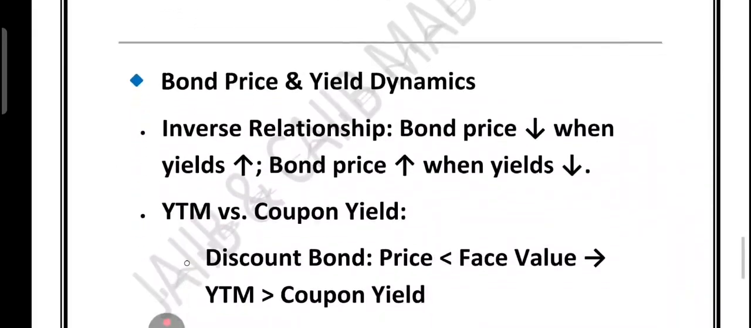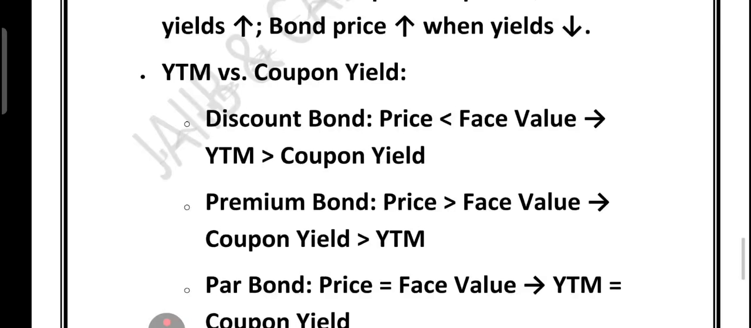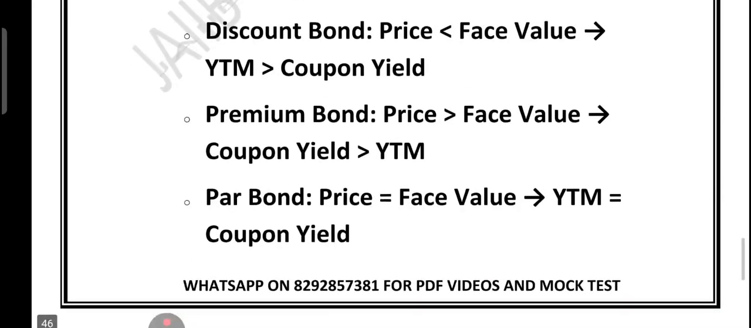If you look at the bond price and yield dynamics, there is an inverse relation. When yield goes up, bond price falls. When yield goes down, bond price rises. If we compare YTM and coupon yield, we can say discount bond, right? If price is less than the face value, that means YTM is larger than the coupon yield. This is called discount bond.